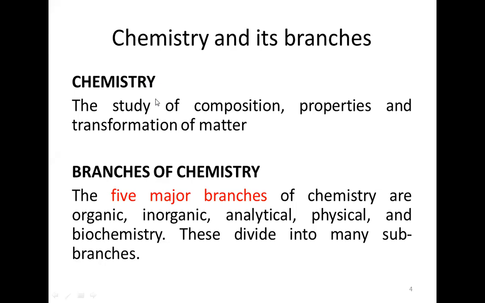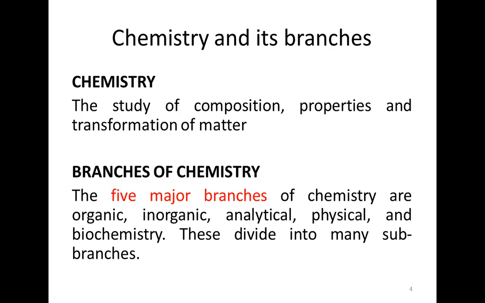It is a study of three things. One is the composition, properties, and transformation of matter. So basically, in chemistry, we discuss three types of these things. The first is the composition. What do you mean by composition? I'm going to describe it over here.